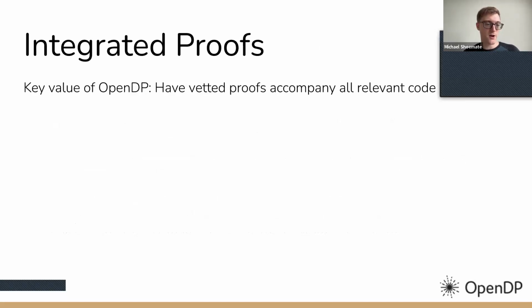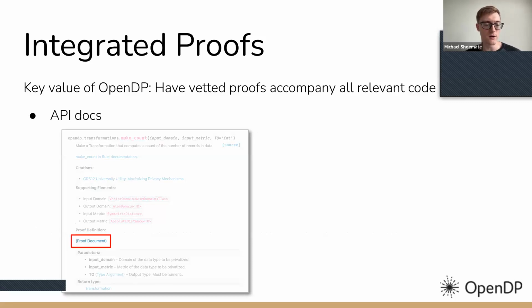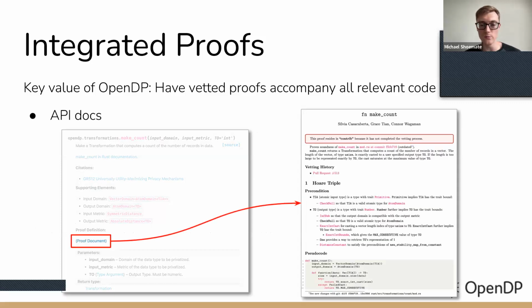Integrated proofs. This is a key value of OpenDP, to have vetted proofs accompany all relevant code. So this part of the process is integrating the proofs with the APIs that are available. So if you're browsing APIs, you can click on proof document links and it'll bring you into a PDF file with all the goody details and arguments about why it satisfies stability or satisfies privacy or whatever post condition the function is dependent on.